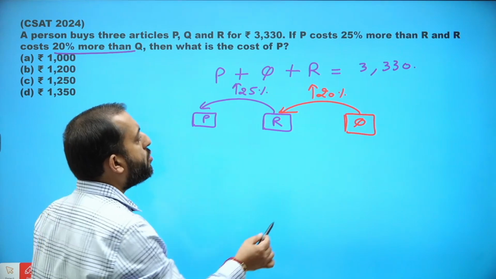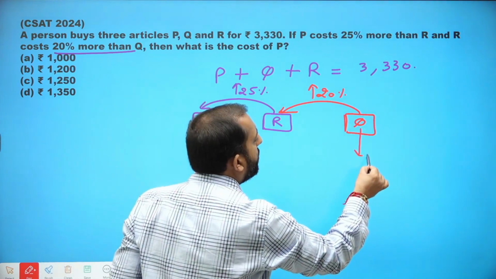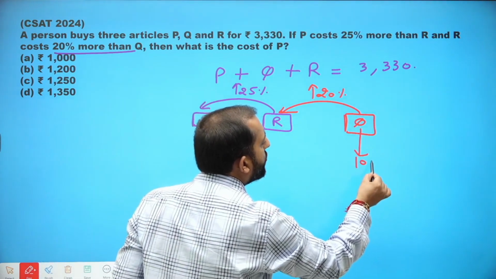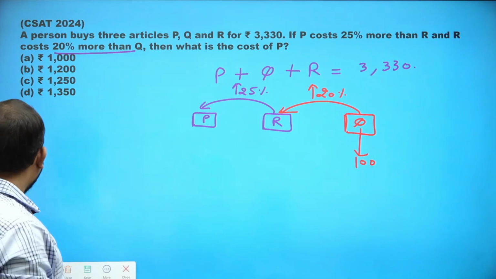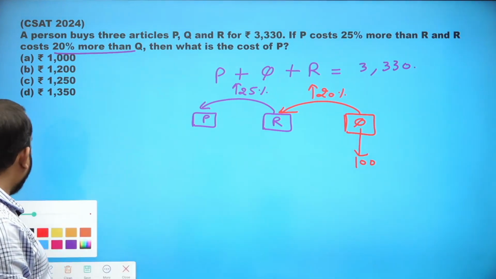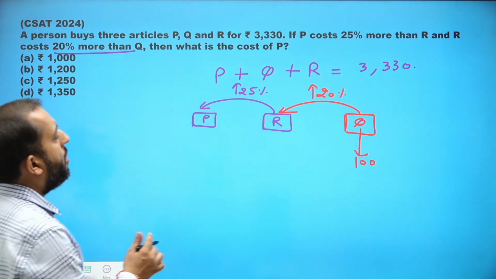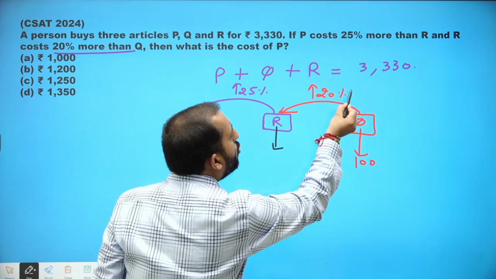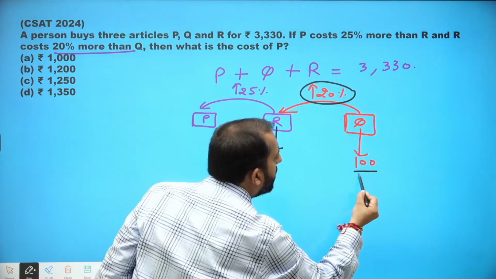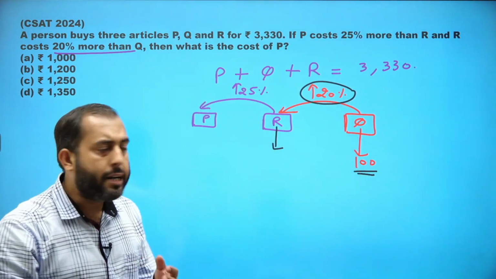So assume that the cost of Q was 100. We are doing the assumptions only. Then the cost of R will be 20% more than 100. What is 20% more than 100? It is 120.